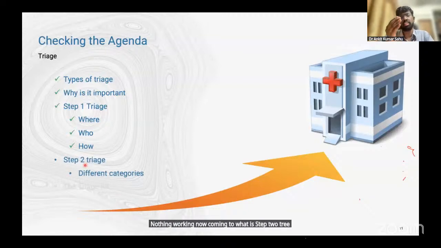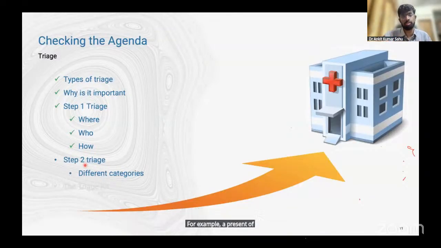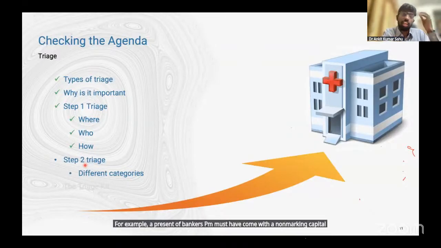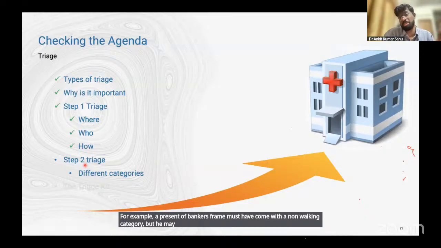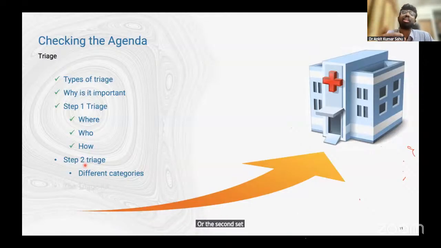Now coming to step 2 triage. What I was discussing earlier is that any patient who is non-walking is not always red. For example, a patient with an ankle sprain must have come in the non-walking category, but he or she may be very stable. He may be shifted to the green zone and can be discharged: you have an ankle sprain, you go back home. So this is a wrong thing, so we have to have a second safety net.